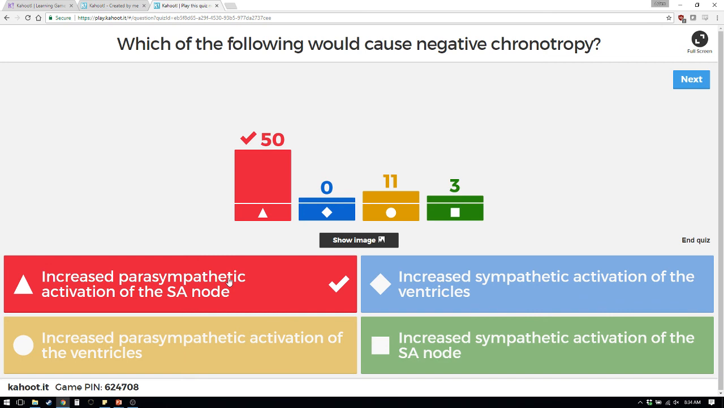So based on your sympathetic tone, like how much of those catecholamines the sympathetic nervous system is releasing onto the ventricles, either more or less, that could affect the contractility and the inotropy. Yep. All right.